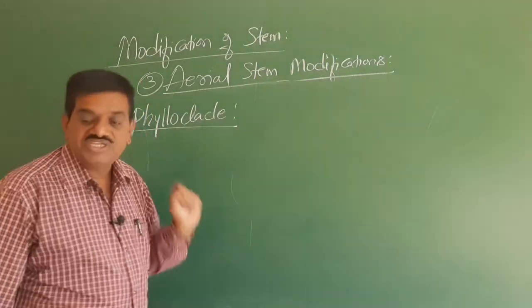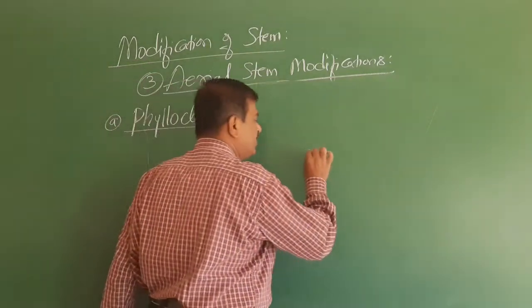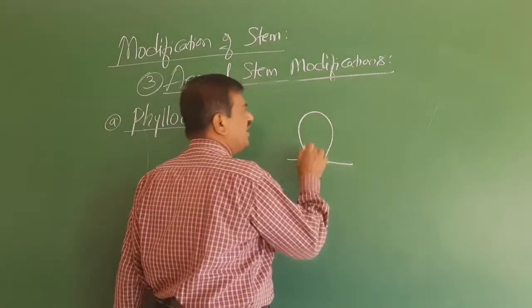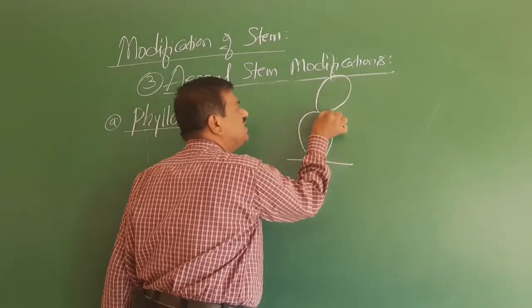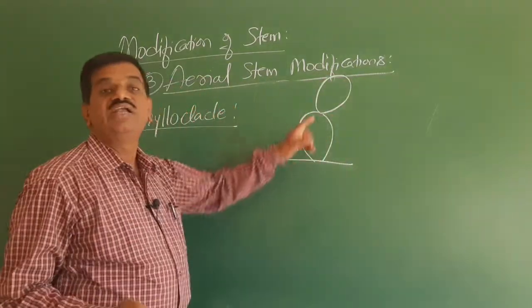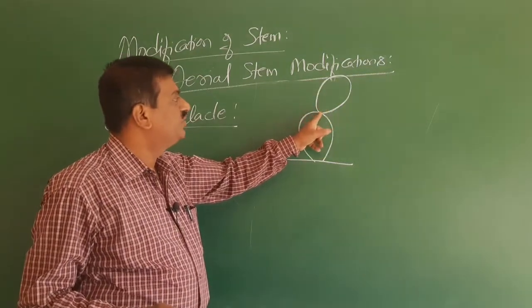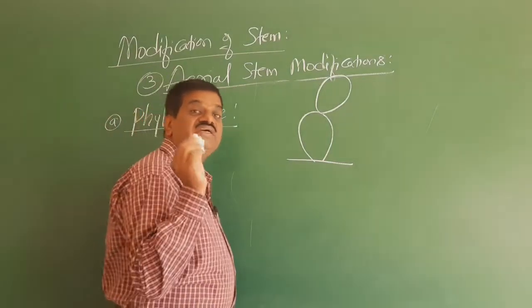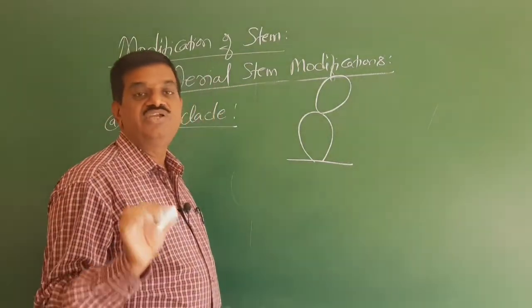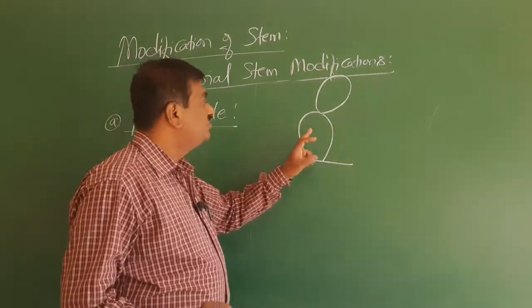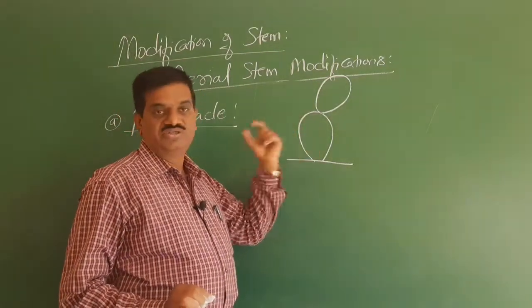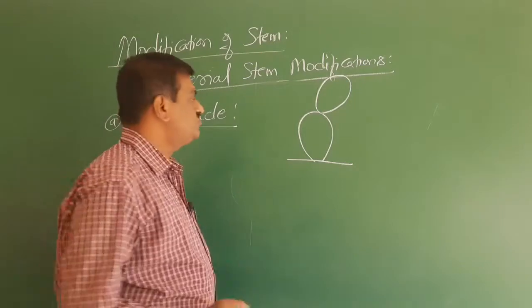Here the stem is flat, green in color, and has the presence of branchings at the nodal region. Like this, at the nodal region there is a presence of branching. The stem is flat, green in color and helps in photosynthesis. Here the function of a leaf is taken over by the stem. The stem helps in photosynthesis.